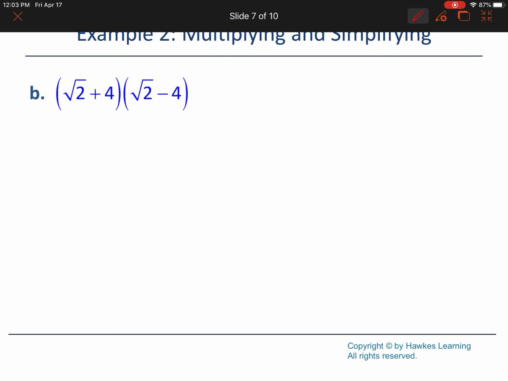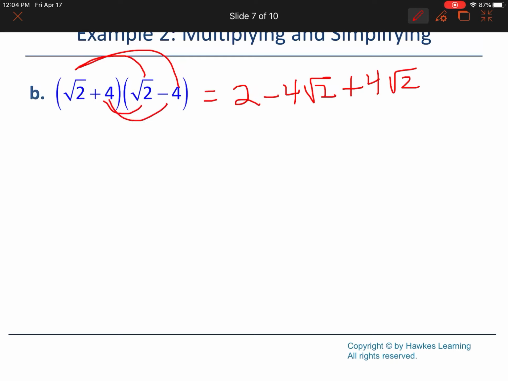Okay, hopefully you are back and had done the multiplying. I'm just going to write it here. We have square root of 2 times square root of 2, which is 2, right? Square root of 2 times negative 4 will be negative 4 square root of 2. Positive 4 times square root of 2 will give me positive 4 square root of 2. And then 4 times negative 4 will give me negative 16.